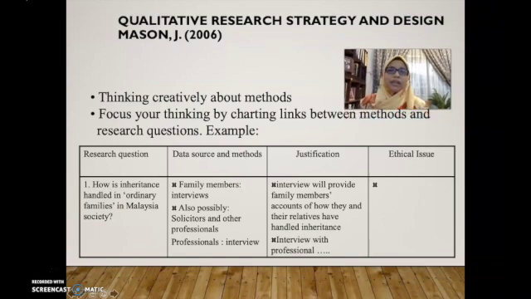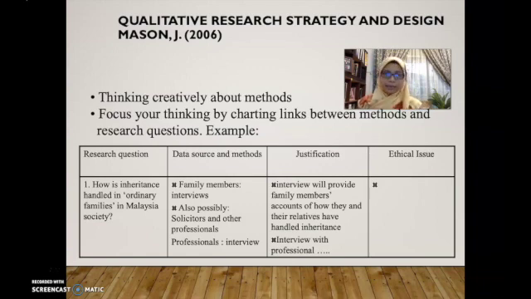According to Mason J in year 2006, when you want to choose a certain research strategy and design, you need to think creatively about the methods. You need to focus your thinking by charting links between methods and also the research question. Like in the previous slide, I said, whenever you want to choose a research design for your qualitative method, you have to make sure it is suitable for the research objective as well as the aim and the scope of your research. You cannot simply choose whatever research design that you wish for. No, because every research design is meant to answer a certain research objective.